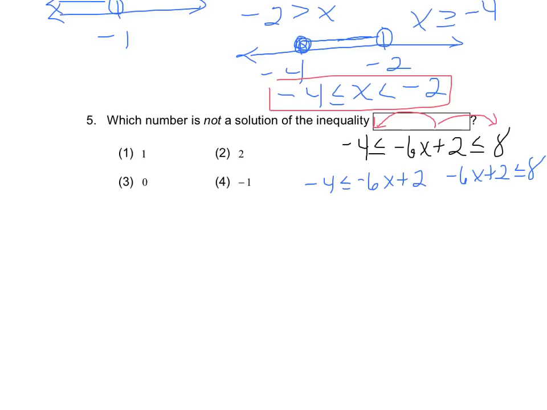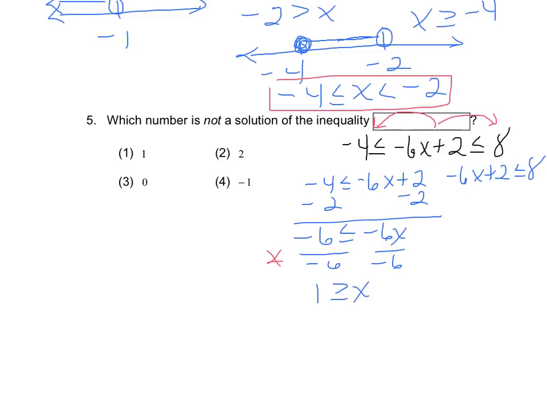Okay, we're going to solve the left first. I'm going to subtract 2 on both sides. And I'm going to get negative 6 is less than or equal to negative 6x. I'm going to divide each side by a negative 6. I'm dividing by a negative here, so my symbol is going to flip. So I have a positive 1 is greater than or equal to x.